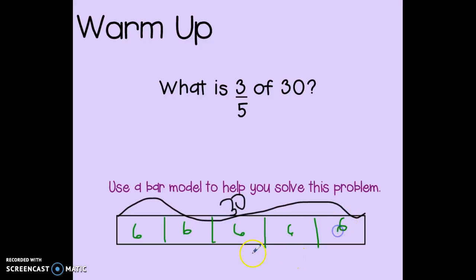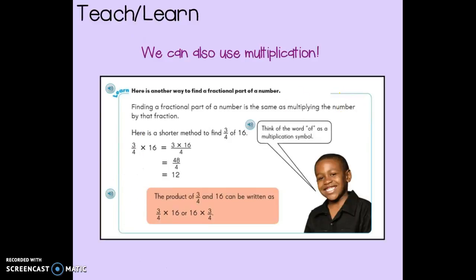Now I want 3 pieces because this is saying I want 3 of them, so if I take 1, 2, 3, I have 6 plus 6 plus 6, which equals 18. So I know 3/5 of 30 is 18. Today we're going to learn how to do that using multiplication. So there's a shorter way to do that.